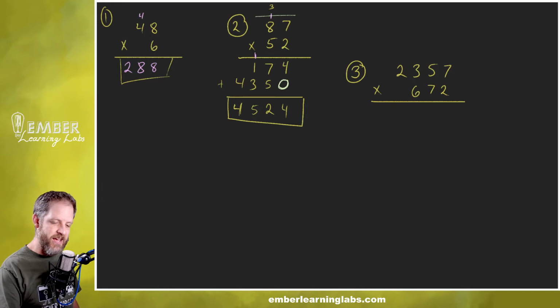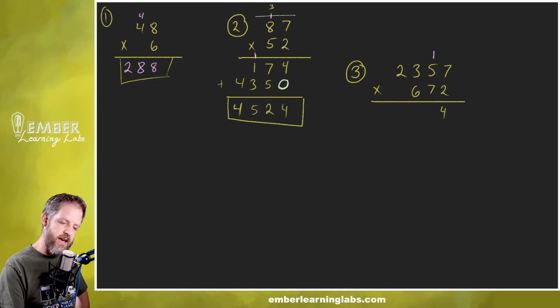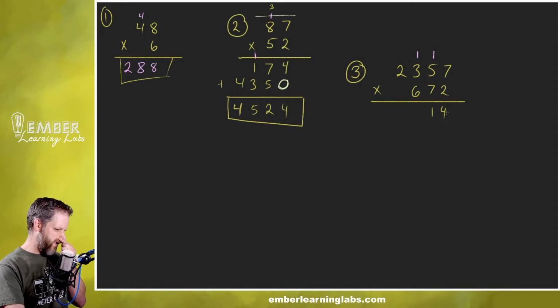7 times 2 is 14. So put the 1 up here and then the 4 down here, right? 2 times 5 is 10 plus 1 is 11, right? So the 1 up here and then the other 1 down here, 11, right?